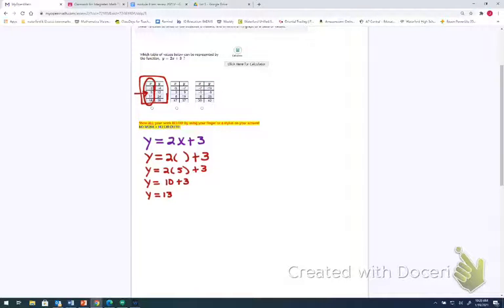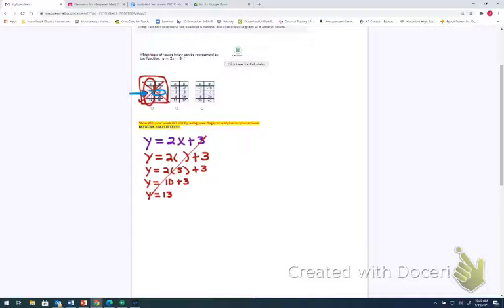Okay, now I'm going to go back to my table, and I'm looking specifically at the y value when my x was 5. So notice I have my arrow right here. So what is my y right there? Well, see how it's 12? Wait a minute, that's not what I got. I got 13. So that one did not work. Don't select that one.